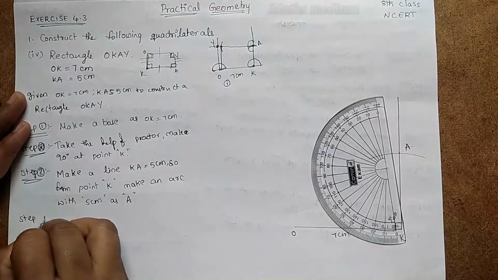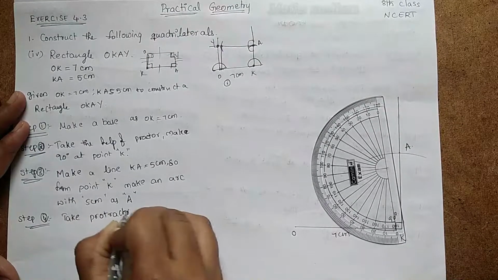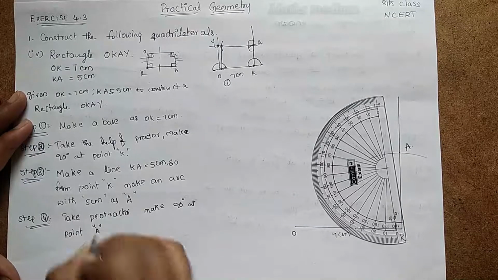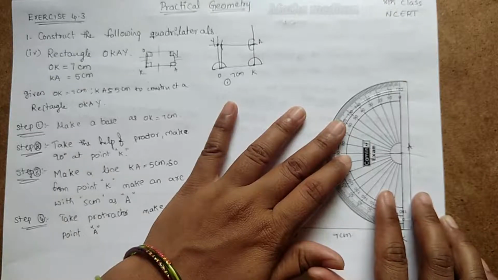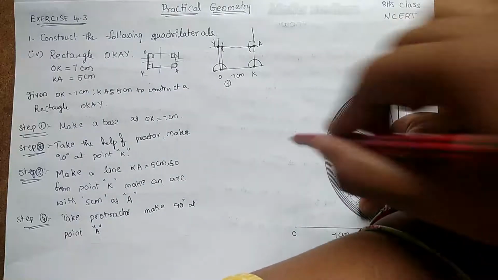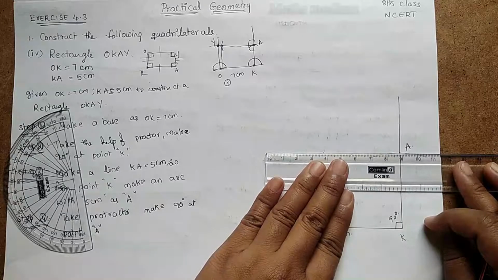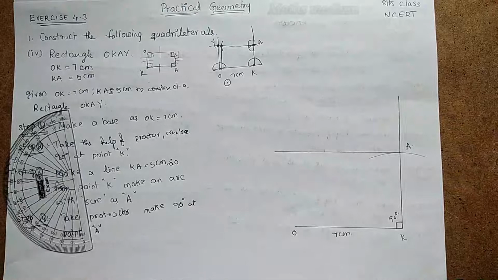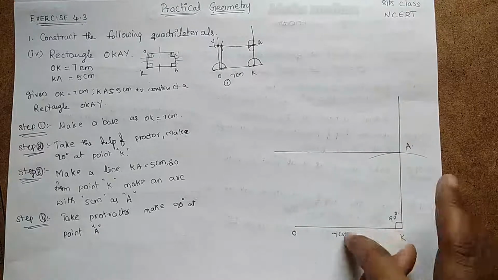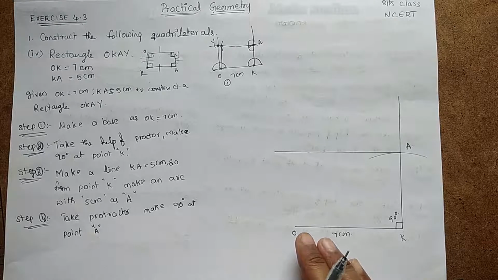So step 4: take the protractor and make 90 degrees at point A. Measure 90 degrees at point A and draw a line through these two points like this. Here we have two options. One is, since opposite sides of a rectangle are equal, make an arc of 7 centimeters from A. Otherwise, make 90 degrees from O. I am taking the protractor as a step.